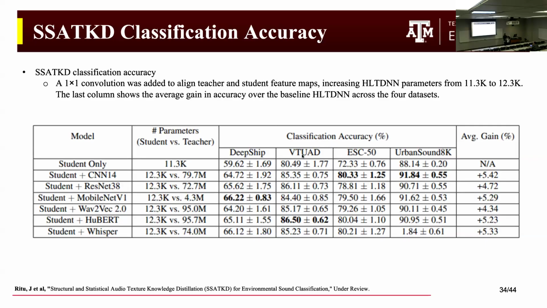And if you see for the VTUAD dataset, before with the student, we had 80% accuracy. Now it increased to 86%. And for ESC50, from 72 to 80%, UrbanSound 88 to 91%. These are the average gains that we have for all of the datasets. So as you can see, all the average gains are statistically significant. So we had a big boost in performance after doing the knowledge distillation.